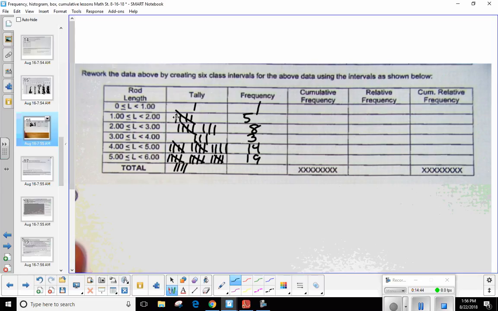There we go. And I'm not going to put all those tally marks for the total, so don't worry about that. All right, I got the 19. We're good to go. And we're still dealing with how many items here? 50. So 1 plus 5 plus 8 plus 3 plus 14 plus 19. There's my 50. Okay. So let's go along with the cumulative frequency as I see them in the class intervals.